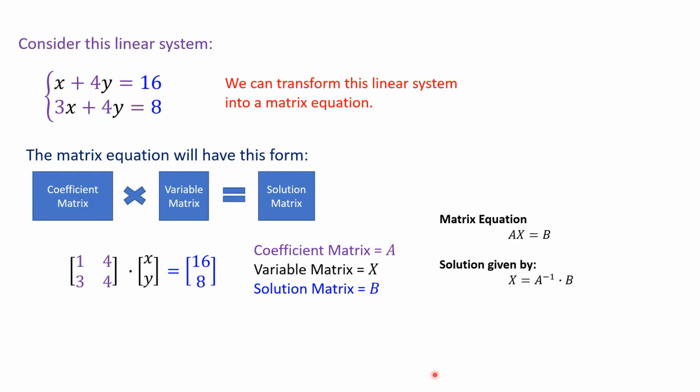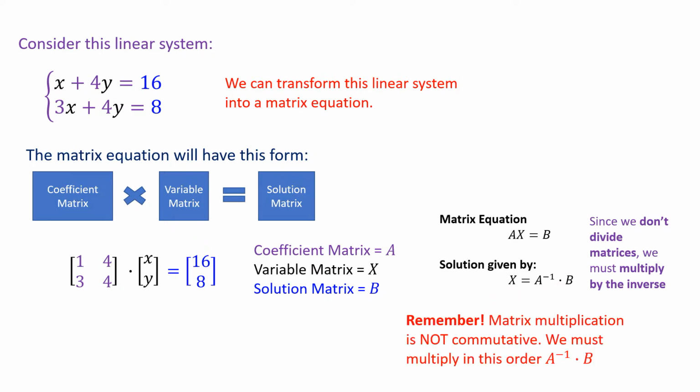Okay? Now, remember, why are we multiplying by an inverse? Because we do not divide matrices. So we have to multiply by that inverse matrix, the inverse of the matrix multiplied to x, instead of dividing. Okay? And now, when we say X is equal to the inverse of A times B, this order is very important. Remember that matrix multiplication is not commutative. So we have to multiply in that order. The inverse of A times B.